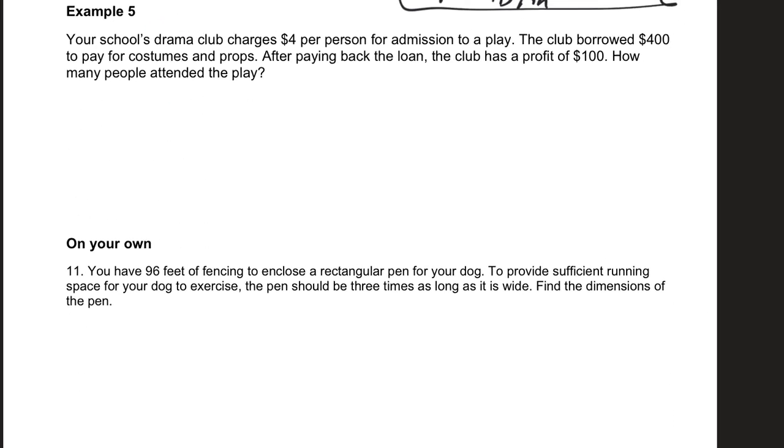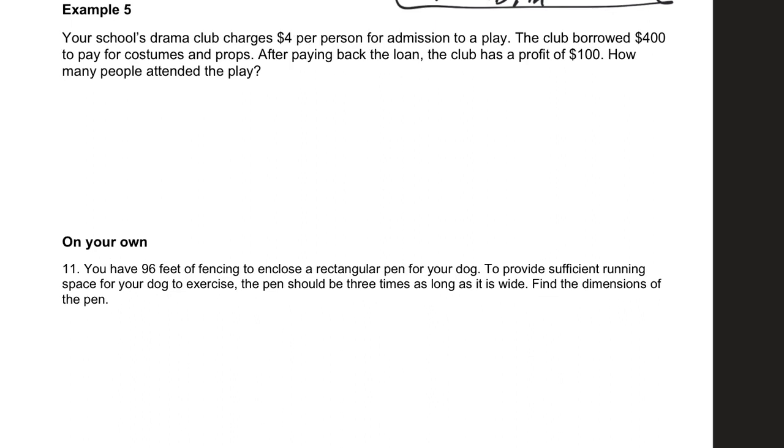Your school's drama club charges $4 per person for admission to a play. The club borrowed $400 to pay for costumes and props. After paying back the loan, the club has a profit of $100. How many people attended the play? So you want to think of the whole situation. First, you might want to think of you started the whole thing with a negative $400. Okay, so that's how much money you spent.